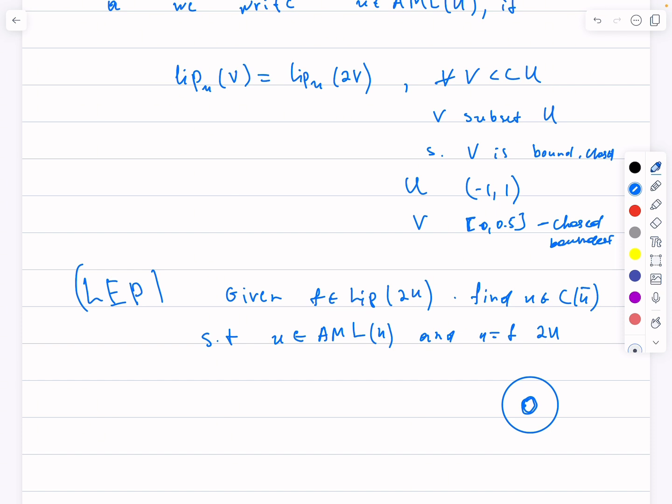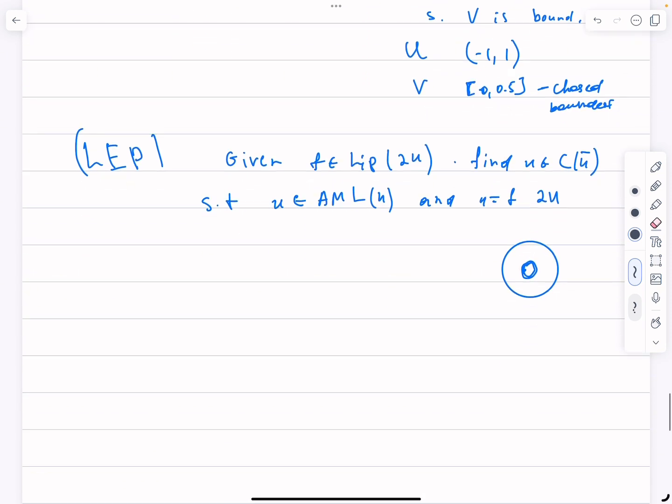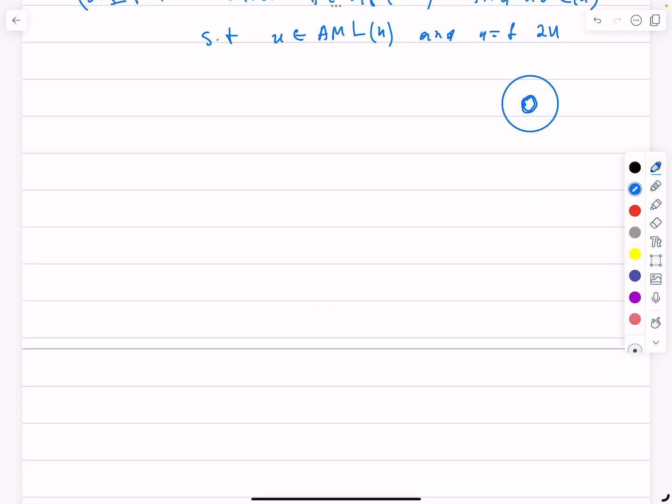Because, as we know, with Lipschitz extension, the locality property wasn't satisfied in that case. Therefore, we have to solve absolute minimizing Lipschitz. And how will we solve it? For it we define comparison with cones.